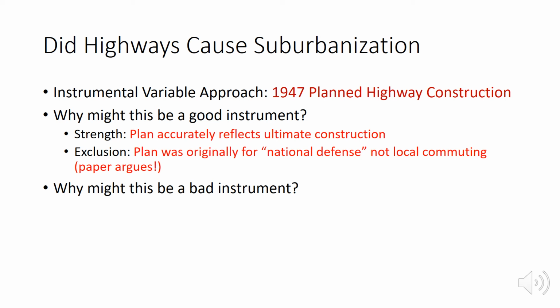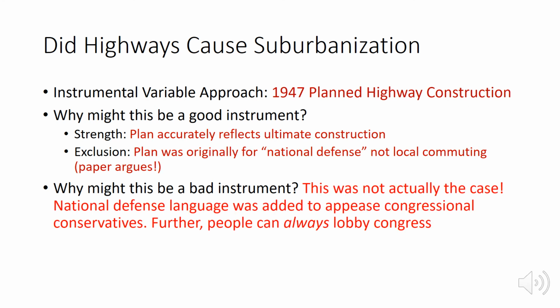Why might this instrument be problematic? Why might it either fail to be a strong instrument or fail to be an exclusive instrument? So the argument that highways are for national defense is actually not quite accurate. National defense language was added to help these plans pass Congress, but everyone knew that if we had an interstate highway system, you would use it for local commuting efforts.